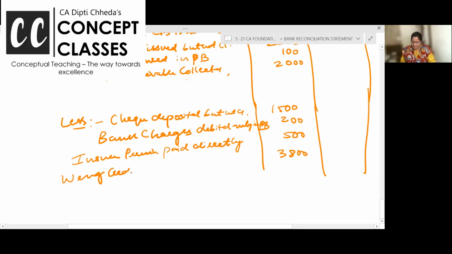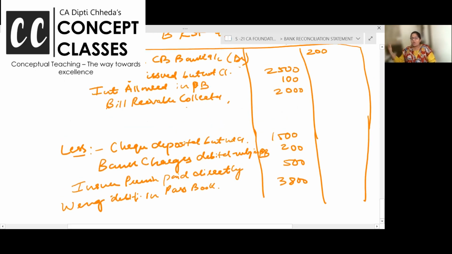Wrong credit in passbook. Wrong credit given in the passbook. Okay, sorry, this was a wrong debit: bank debited, so you also credited. Now bank credited 400 rupees, deposited in the bank. Bank has wrongly credited, so we should also debit.